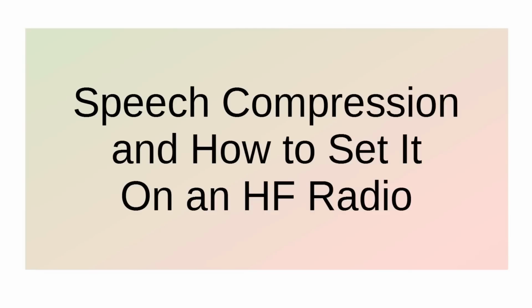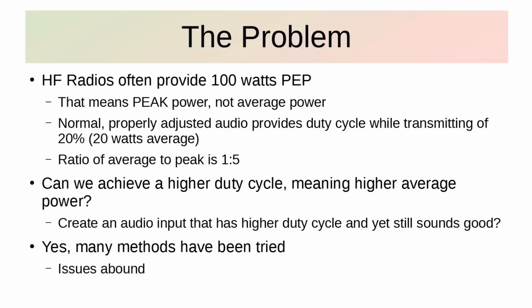Okay, we're going to talk about speech compression and how to set it on an HF radio. The basic problem is that HF radios are limited to 100 watts peak envelope power. That means peak power, not average power. Now, a normal, properly adjusted audio system in a radio will provide a duty cycle while transmitting on a single sideband transceiver of on the order of 20%. That means that your average power is 20 watts, which is a whole lot less than the 100 watts that it's capable of. The ratio of the average to peak is 1 to 5.